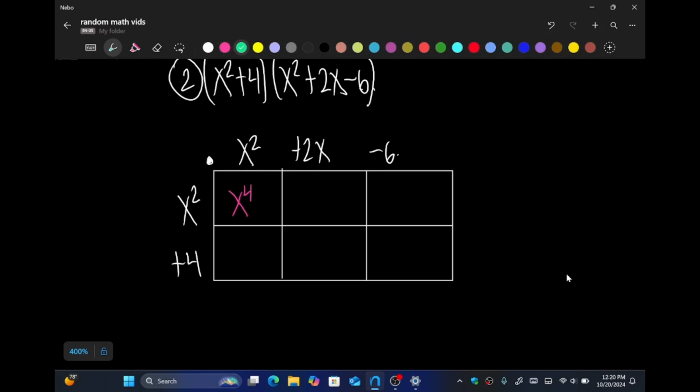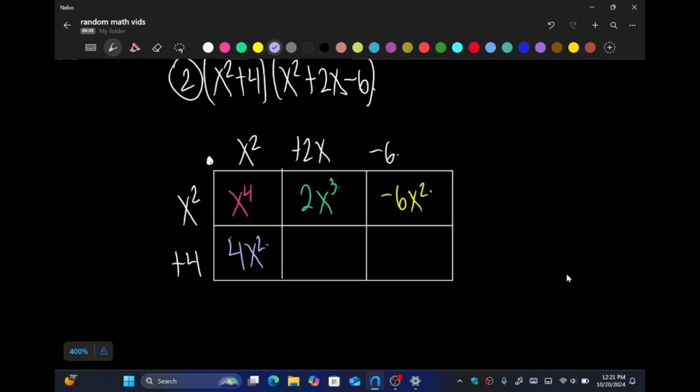And then you're going to multiply these two. So x squared times 2x, that's 2x cubed. You want to make sure you understand that when you multiply two x's, you basically add the exponents, okay? And then over here, x squared times negative 6 is negative 6x squared. And then 4 times x squared is 4x squared.